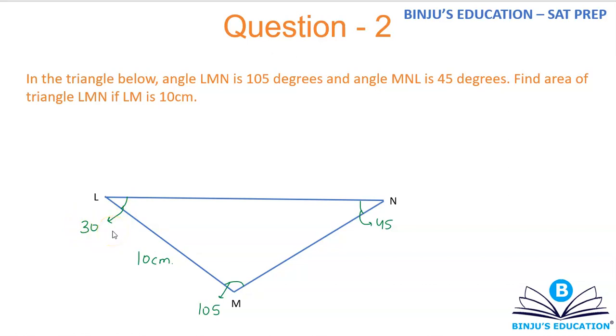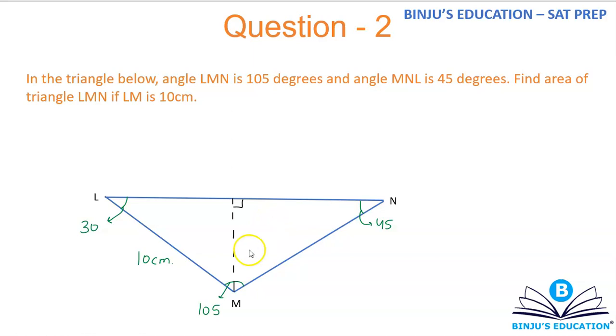Okay, so whenever you get a question something like this, your syllabus doesn't consist of much trigonometry. So whenever you get an obtuse angle, you're supposed to drop a perpendicular from the obtuse angle to the opposite side. In this question, I'm going to drop a perpendicular from M onto LN, something like this. And you will always do that. Always you will do this.